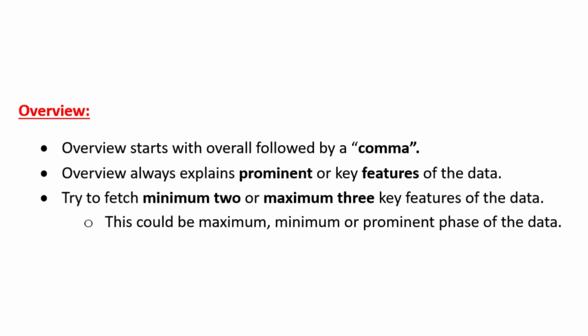In your overview, always begin with the word overall, followed by a comma. Then, describe at least 2 or 3 key features. Do not list them like points, instead, write in a descriptive way. Also, never mention exact numbers or values in the overview. It must be a qualitative explanation that highlights the general trends or major features of the data.